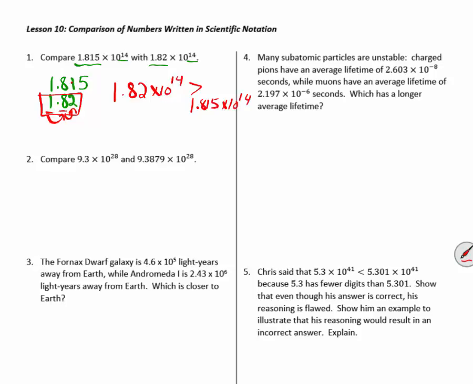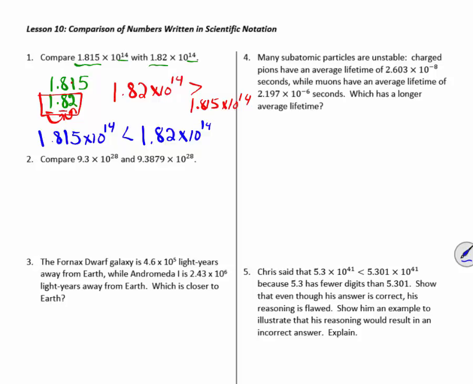Now you could flip that. If you wanted to keep it in the order that they gave it to you, we could also say 1.815 times 10 to the 14th, oops, I forgot the times 10 to the 14th, sorry, is less than 1.82 times 10 to the 14th. Either way to write it, they're both perfectly the same. They mean the same thing.